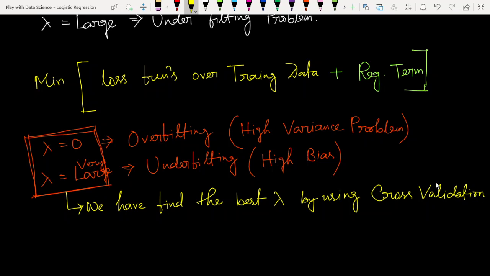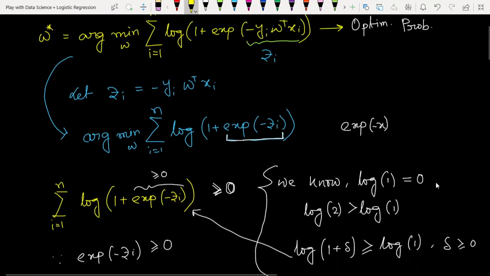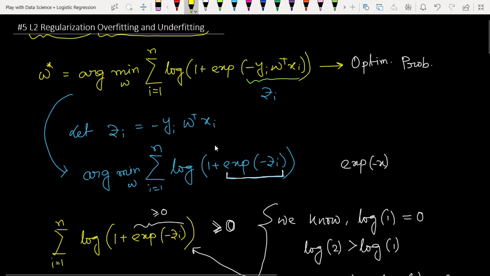By using cross validations. Okay. I think this is clear. Till now we have discussed. First, just remind what we have learned from this lecture.